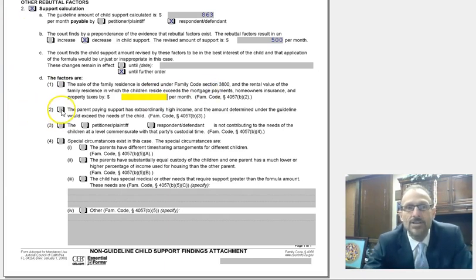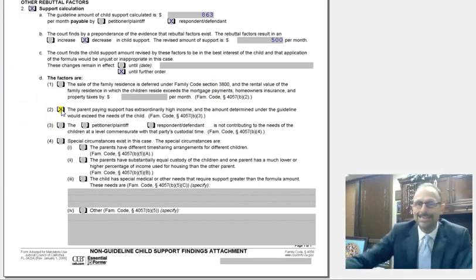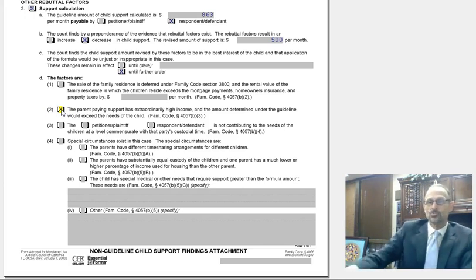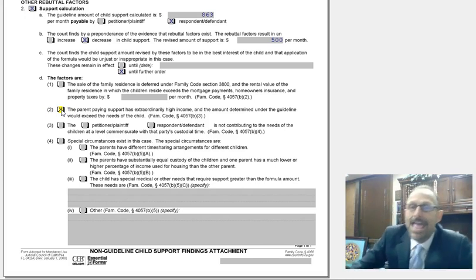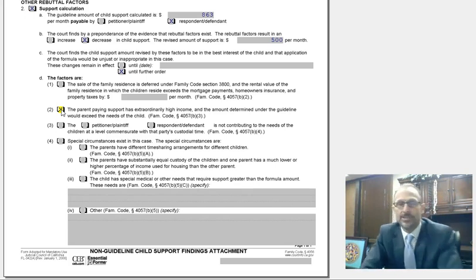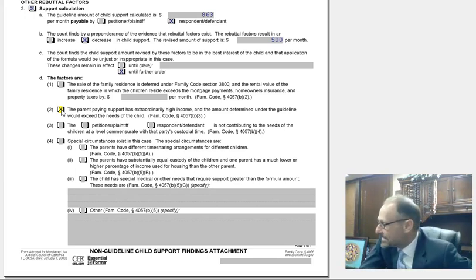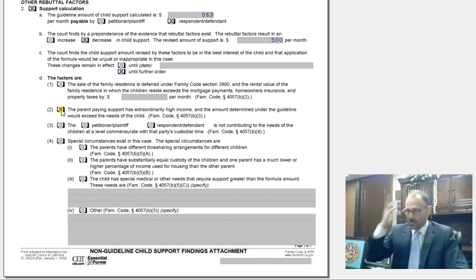That doesn't apply. 2 says the parent paying support has extraordinarily high income, and the amount determined under the guideline would exceed the needs of the child. Okay, so this is a special code under 4057(b)(3). Let me explain this. Let's say, for example, I had a client. I'll just use an example. I won't give his name, so it's okay.